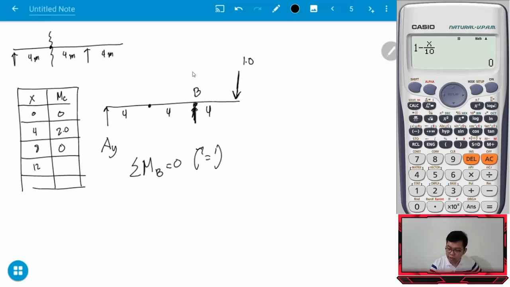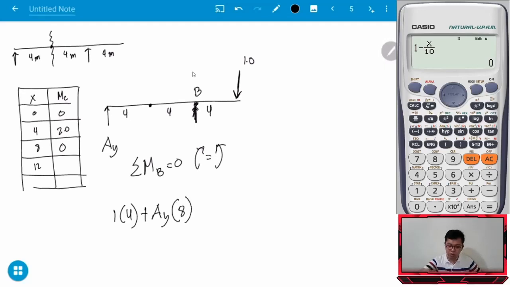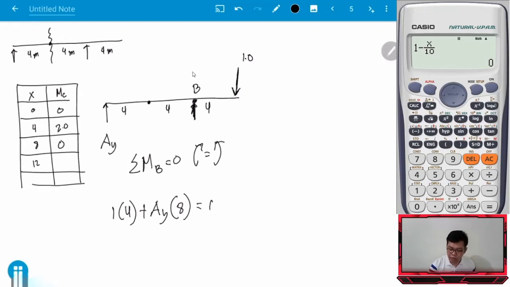Clockwise is equals counterclockwise. So, the clockwise moments, ano yan? 1 times 4. Tama, no? And then, meron pang isa. Actually, yung AY, clockwise din yan, with a moment arm of 8. Okay? So, that must be equal to, ano yung counterclockwise, guys? Wala tayong counterclockwise. So, by the way, I'm summing up moments to be, this is actually equal to 0.